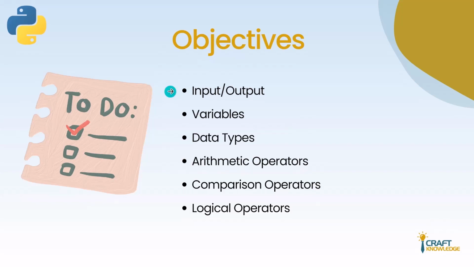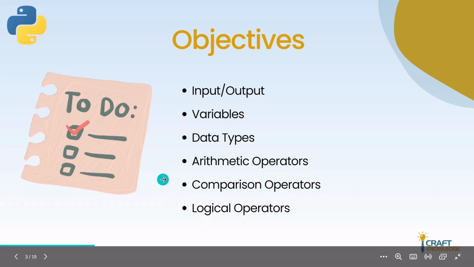In this module, we are going to talk about input and output, how we can take input and how we can output different things in Python. We'll talk about what variables are. We'll talk about the data types. We'll talk about arithmetic operators, comparison operators, and logical operators. Now you might be wondering what these operators are, right?